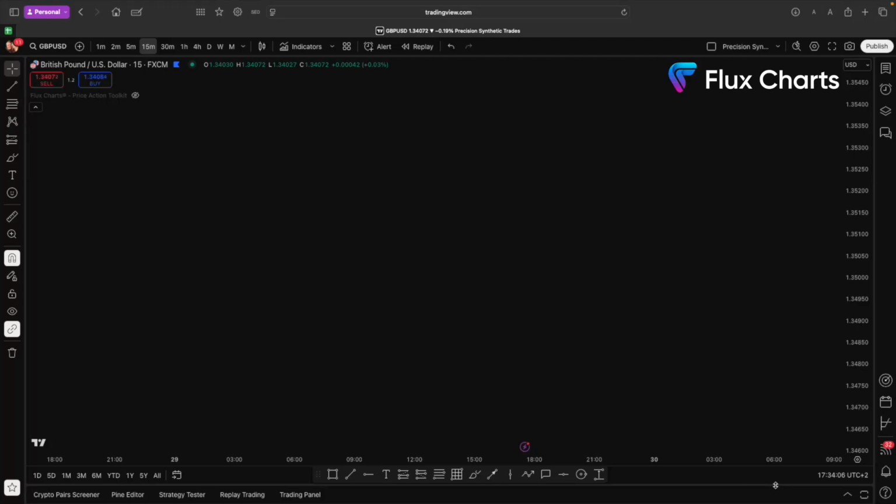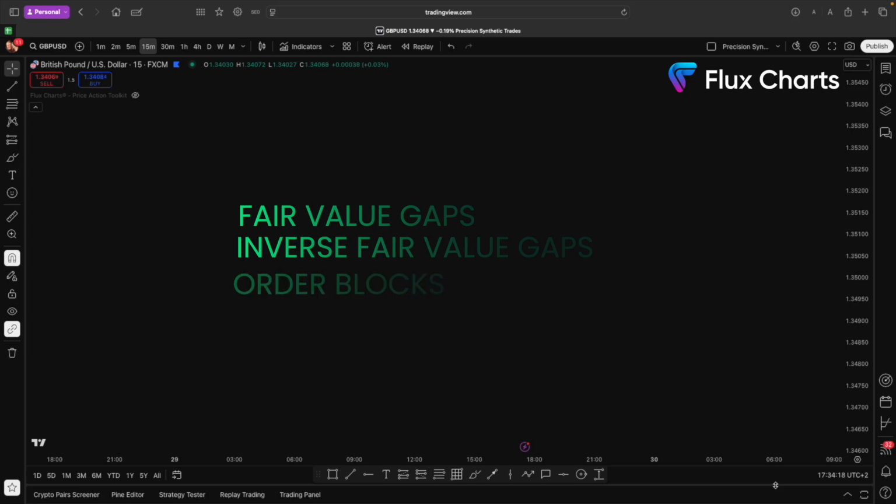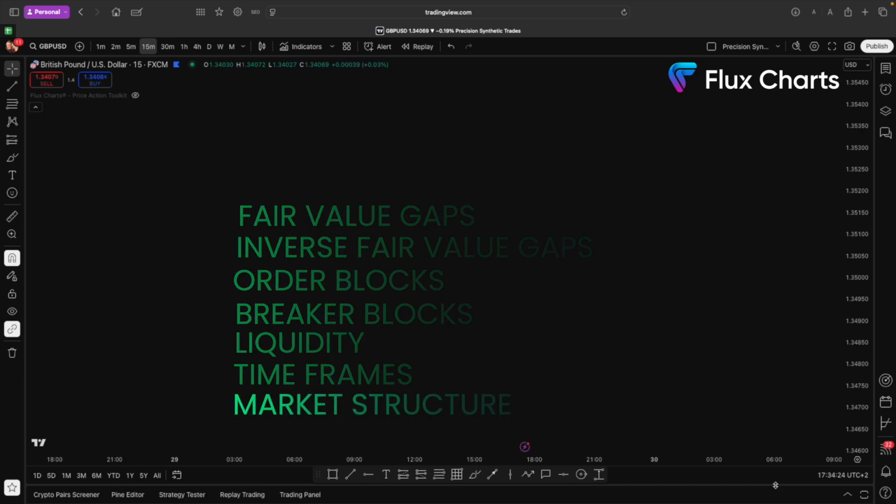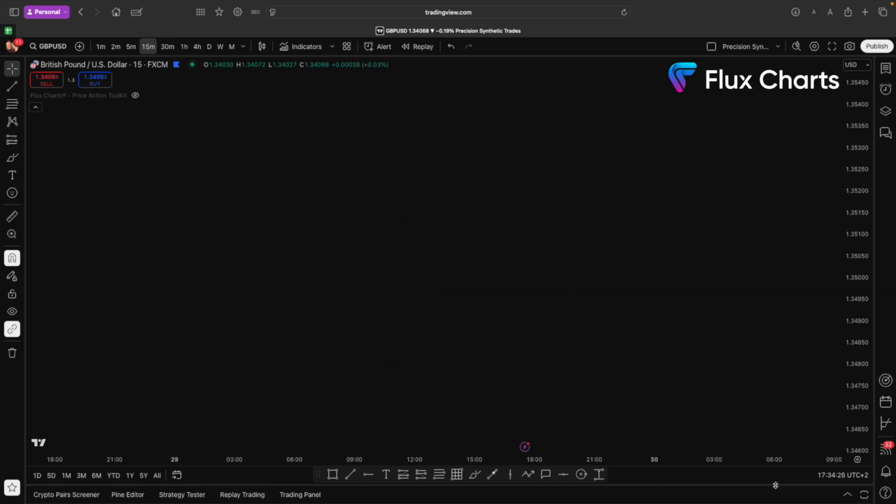In today's video, I'm going to show you one indicator that does everything for you in one click, from fair value gaps, inverse fair value gaps, order blocks, breaker blocks, liquidity grabs, time frames, and market structure. So make sure you stay to the end of the video so you can see what this one indicator does.